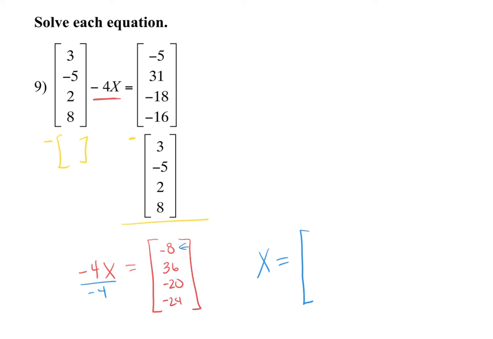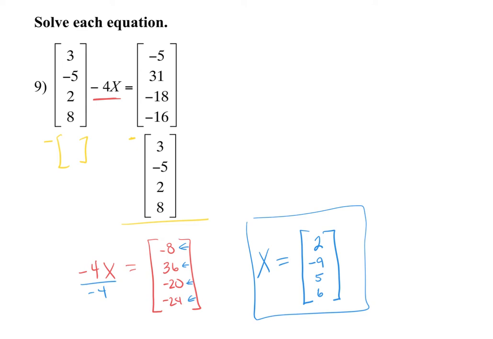-8 divided by -4 is +2. 36 divided by -4 is -9. -20 divided by -4 is 5. -24 divided by -4 is 6. And that would be my answer to this equation here.